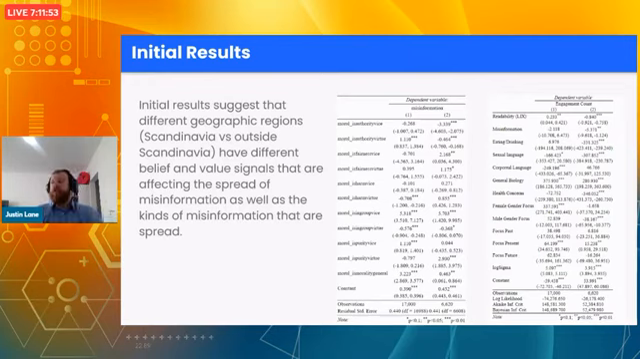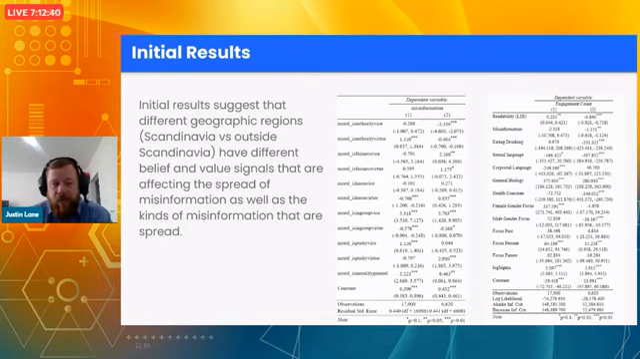So the initial results that I can share for now, the main takeaway is that the geographic regions have their own cultural signatures. So what is catchy and what is correlated with misinformation in Scandinavia is different than what's outside of Scandinavia. So group 1 here is outside of Scandinavia, group 2 here is inside of Scandinavia in these regressions. And basically what you're seeing is that in the real world, certain cognitive properties like readability are significant in engagement. So for example, the more readable something is outside of Scandinavia, the more engagement it has. But that's the opposite inside of Scandinavia.